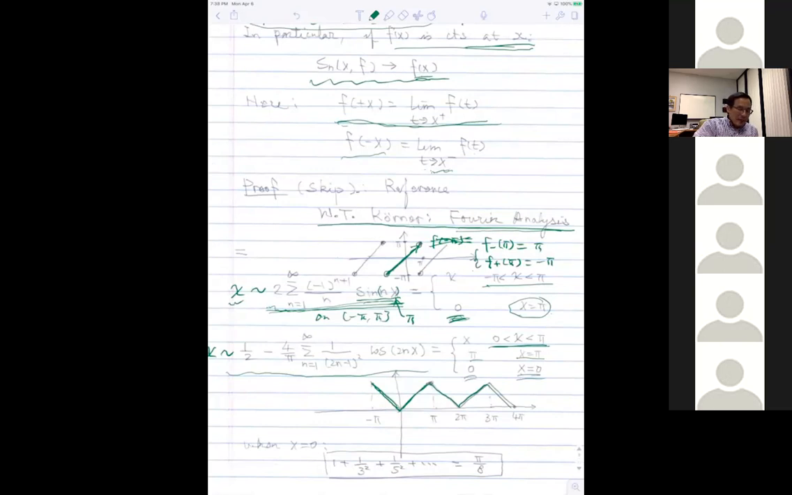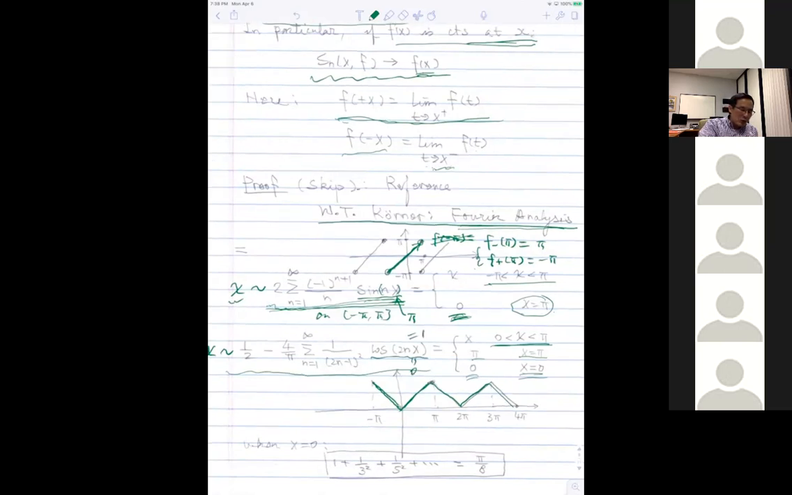Now, if I plug x equals 0 into this formula, cosine of 0 is always 1. So I would get 1/2 minus 4 over pi times the odd terms, so 1 over 1 squared plus 1 over 3 squared, all those. And then this equals 0.